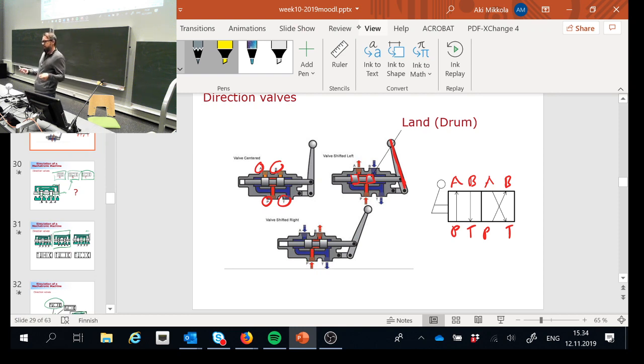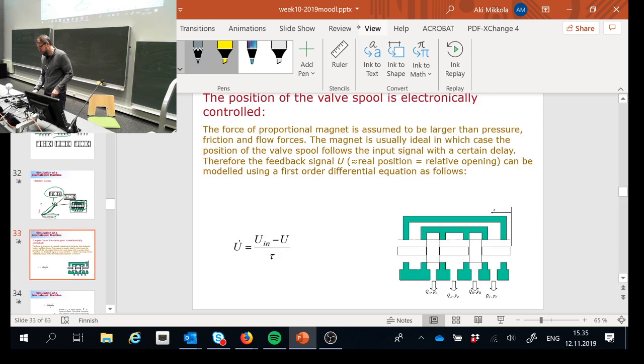So when you look at the cabin, they have a joystick, and the joystick is sending the signal to the directional valves. And the directional valves are then in turn operated electronically, typically by magnets. And if you're pushing your joystick to one extreme, the directional valve will follow your signal. So how can we model a system like that?